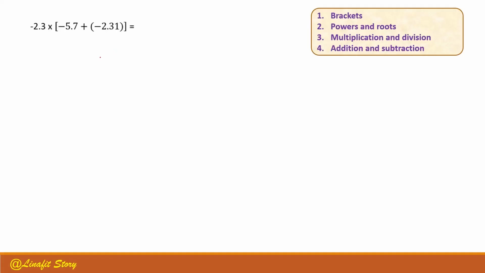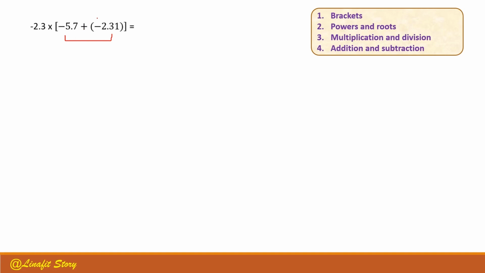Here is another question. Negative 2.3 times, open bracket, negative 5.7 plus negative 2.31, close bracket. So now here, remember, we must solve the brackets, powers and roots. Next, the multiplication and division, and the last one is addition and subtraction. So, we do negative 5.7 plus negative 2.31.